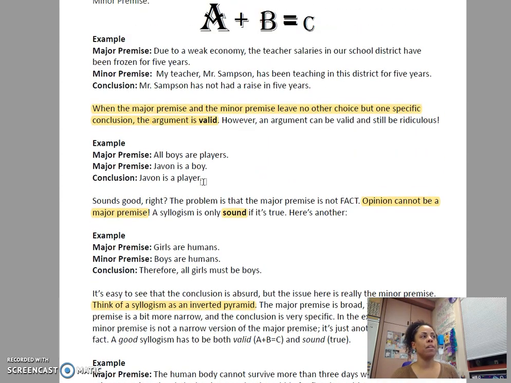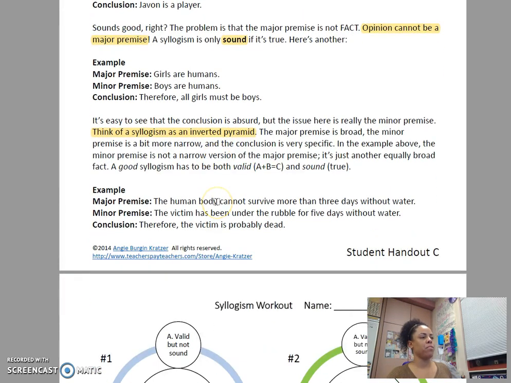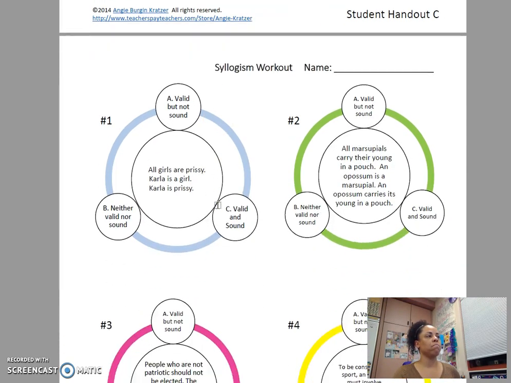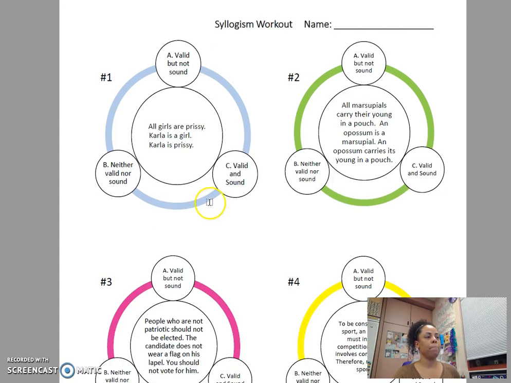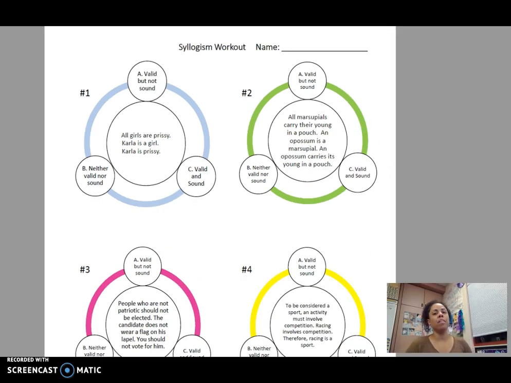Now we're going to do an activity that is on the other handout, which goes, I believe, on page 34 left in your notebook, and it's called the syllogism workout. It's this one right here. What I want you to do on this handout is choose whether each of these syllogisms is valid but not sound, neither valid nor sound, or both valid and sound.